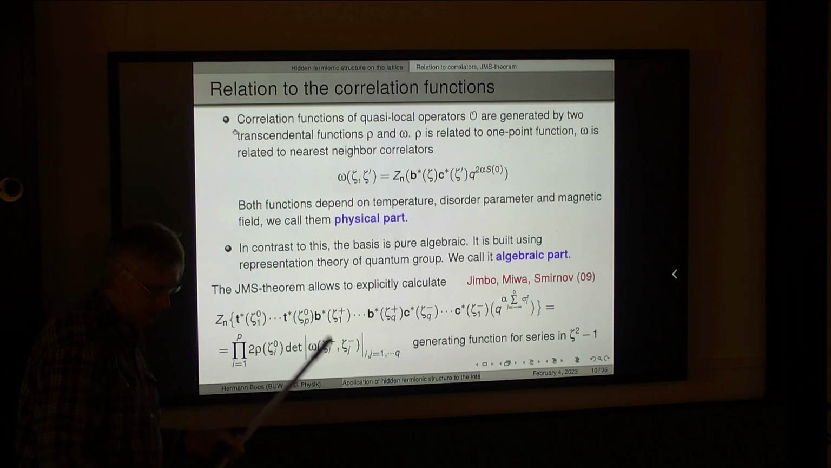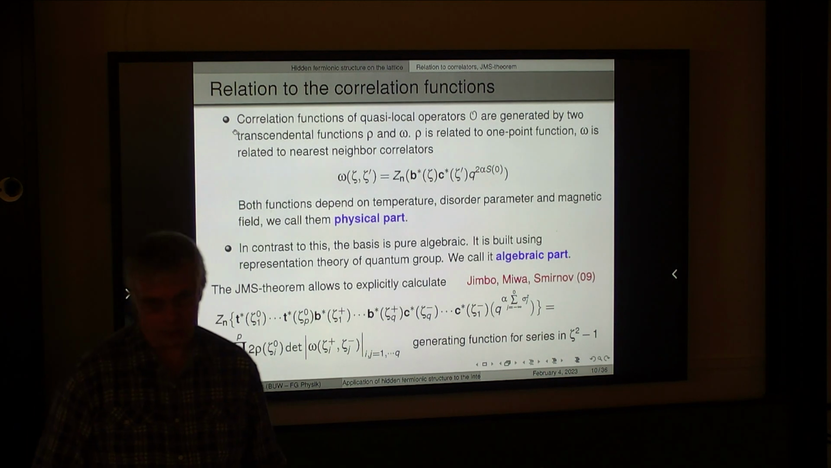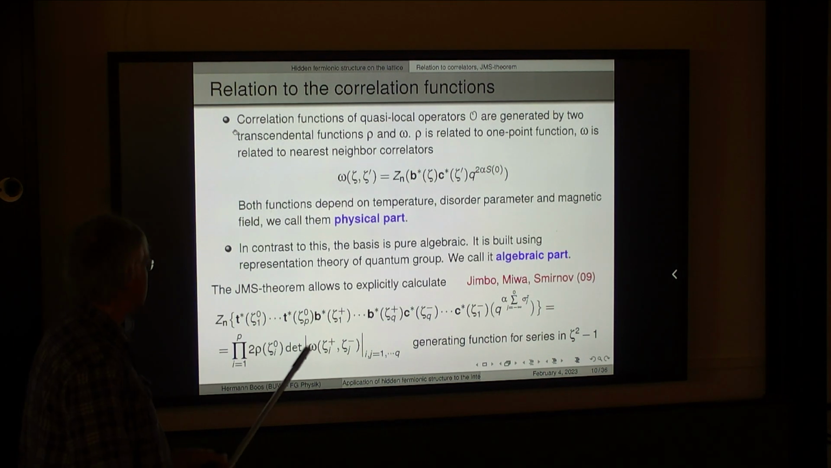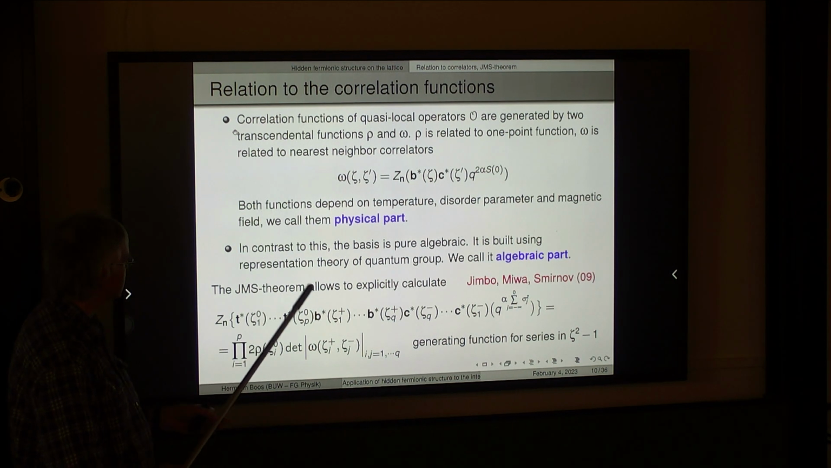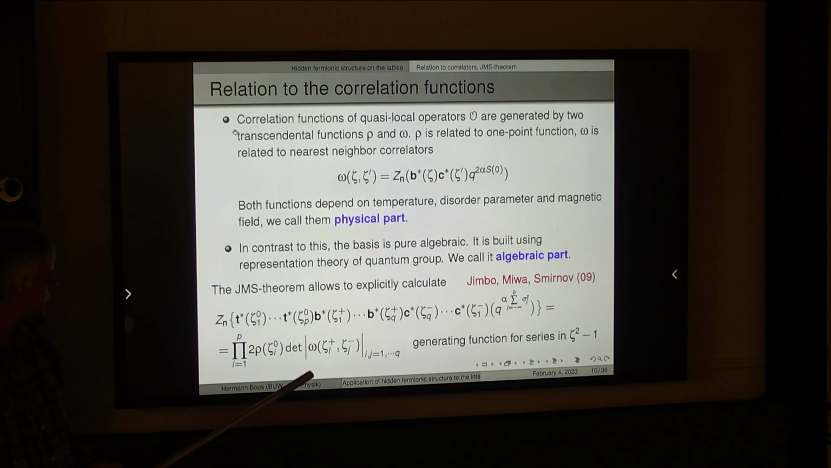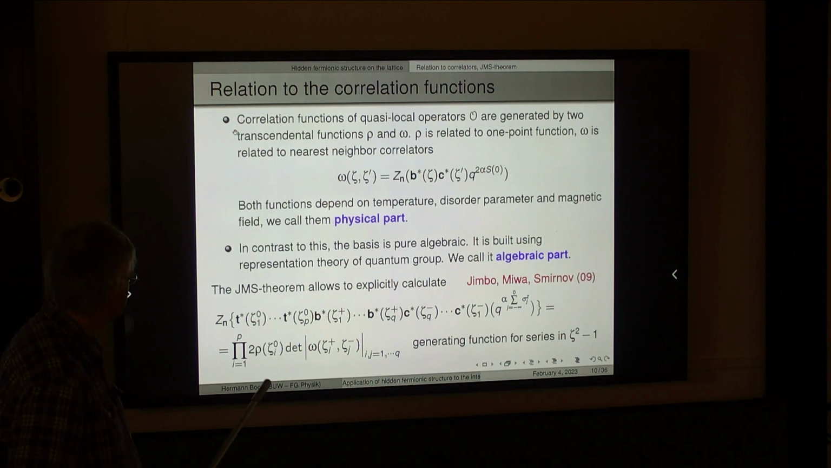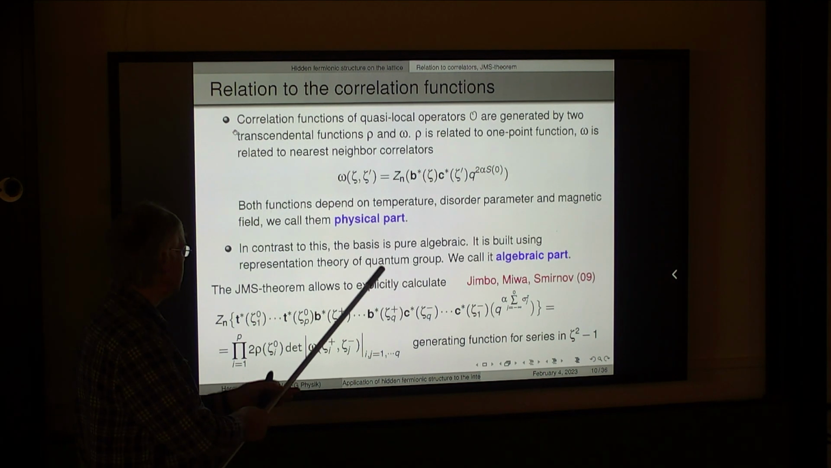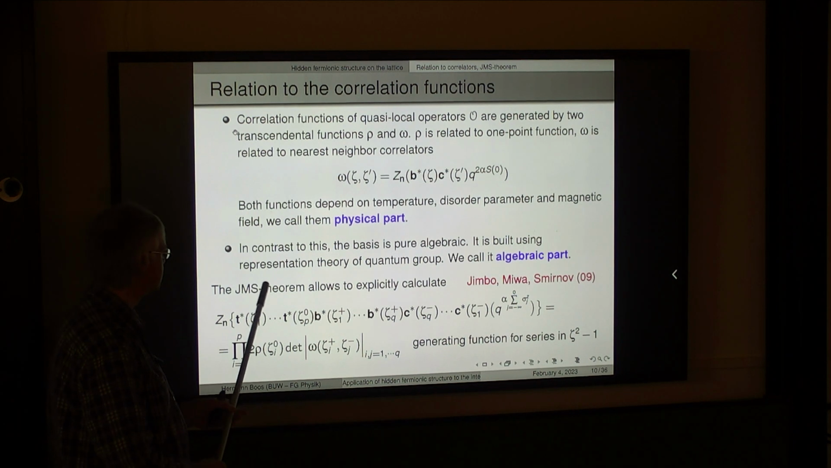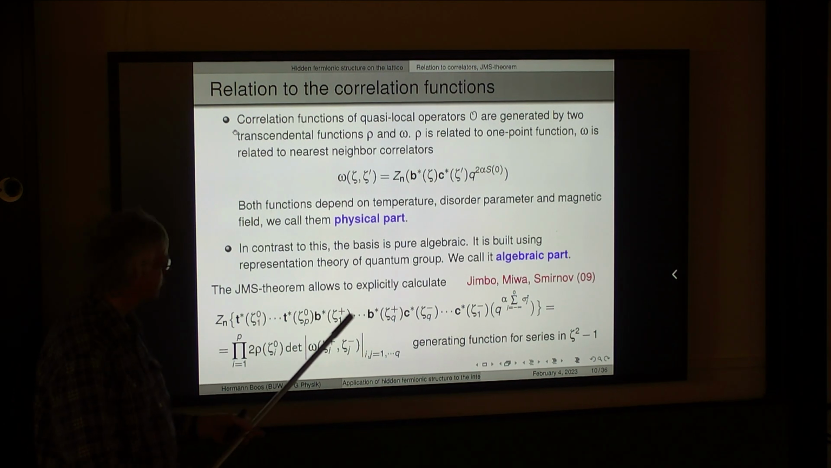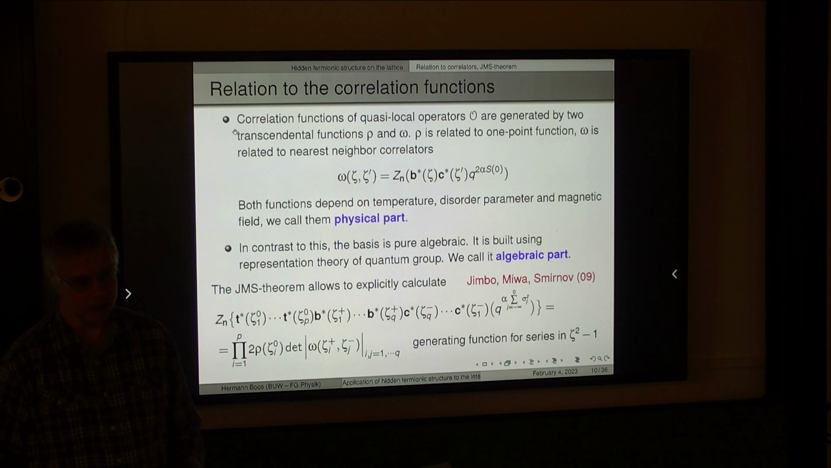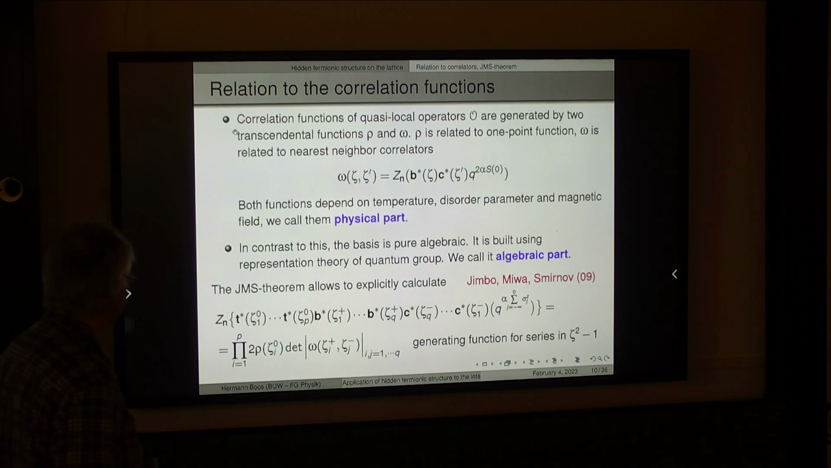So both functions depend on physical parameters like temperature, disorder, field, magnetic field. That's why we call them physical part. And in contrast to this, the basis is pure algebraic, so it is built using the representation theory of quantum group, and that's why we call it algebraic part.